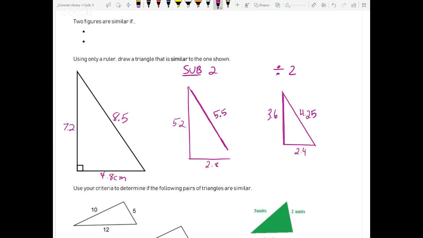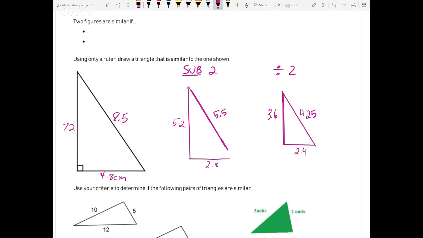So here I subtracted 2 from every side. And what do I get? What do you notice about this one? It doesn't work, right? They won't fit. They won't connect. Whereas when I divided them all by 2, it connects. It makes a triangle. Does that make sense?